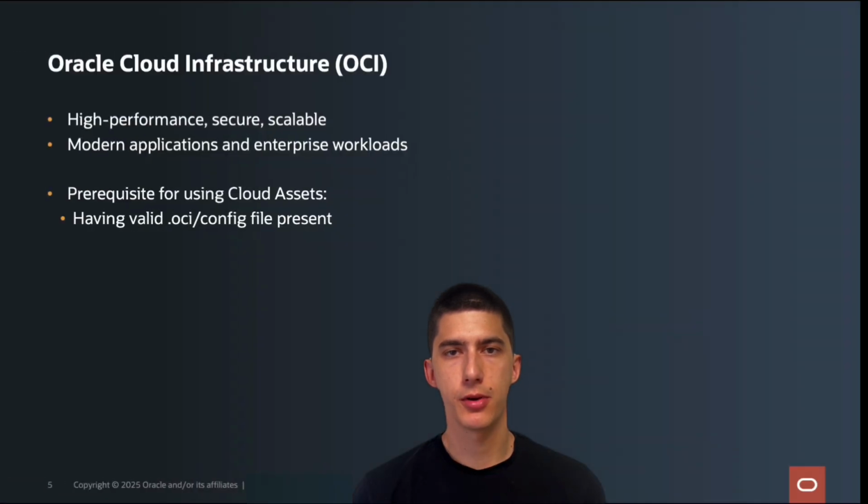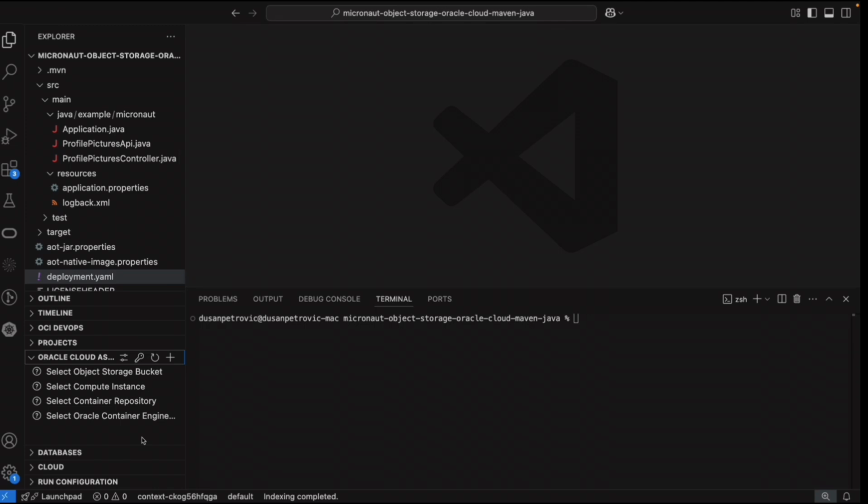Cloud Assets is specifically designed for Oracle Cloud Infrastructure, or OCI, making it easy to build, configure, and deploy cloud applications. OCI is a high-performance, scalable, and secure cloud platform designed for running modern applications and enterprise workloads. Before using Cloud Assets, make sure you have an OCI config file present. The extension relies on the OCI SDK, which requires a valid OCI config file in order to authenticate and interact with Oracle Cloud.